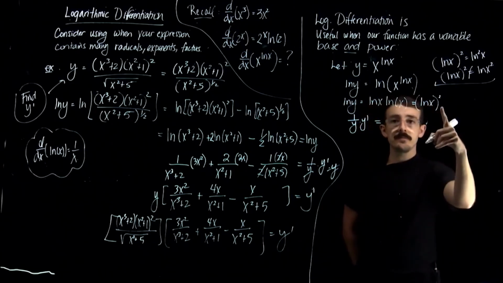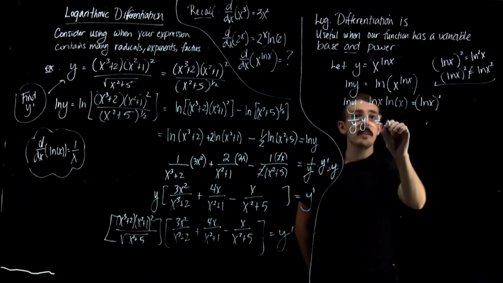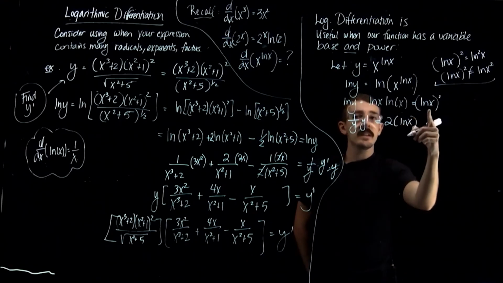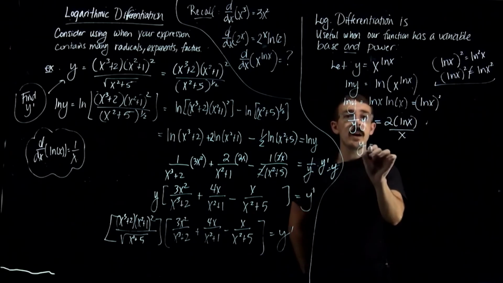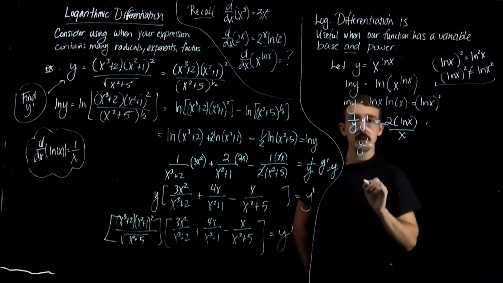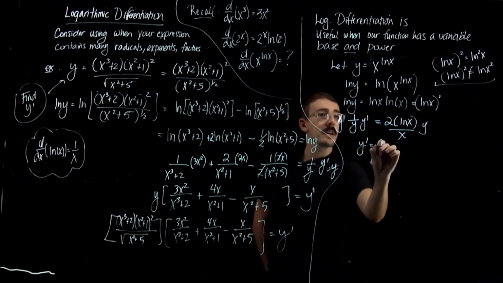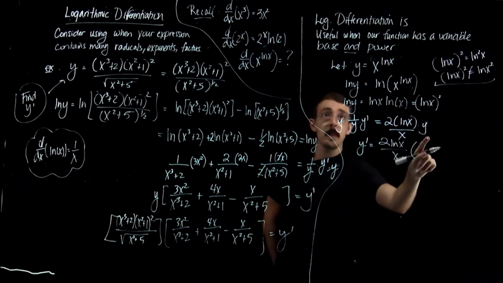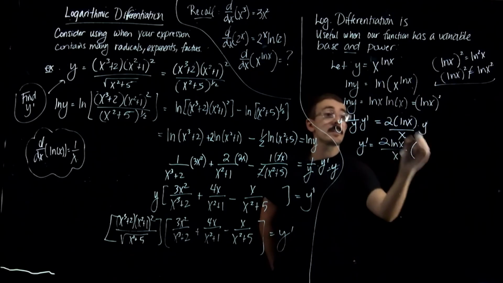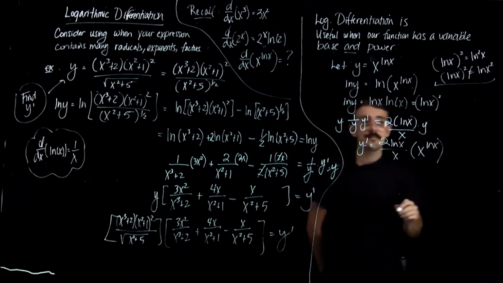Here I need the chain rule. So my outside function is something squared. So I'm going to bring the 2 in front, leave the inside alone, and the derivative of the inside is 1 over x. So now solving, I get y prime equals, and you're going to multiply both sides by y. So I get 2 log x over x. And what is y? Y was this original function here, so I'll plug it back in, x to the ln of x.